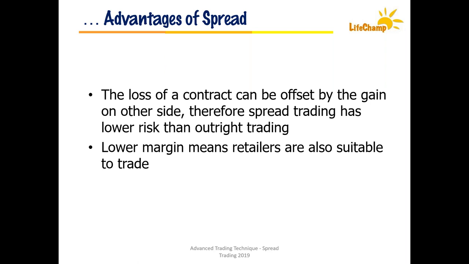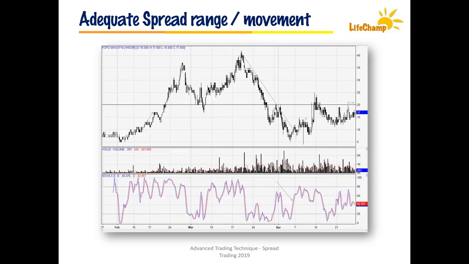Because they are always offsetting each other, somehow the risk is lower, because of the speed and the volatility. Also, the lower margin means retailers or basic traders and the like are also suitable to trade, in fact, to trade like a professional. And when you talk about small range and low volatility, it doesn't mean that it doesn't move. I have some charts here that show that a spread can move, for example, from 5 to 40.